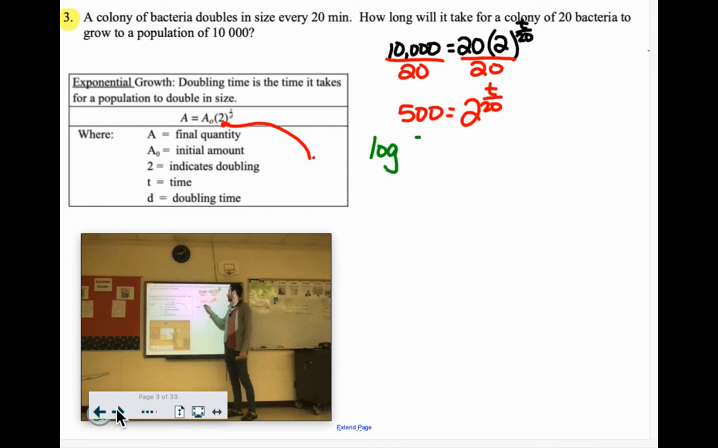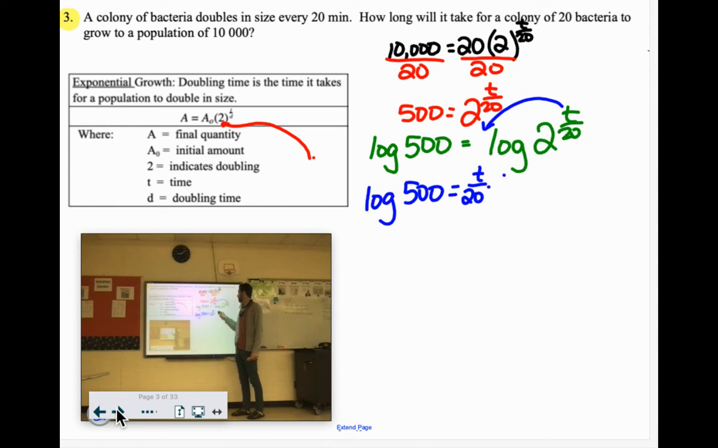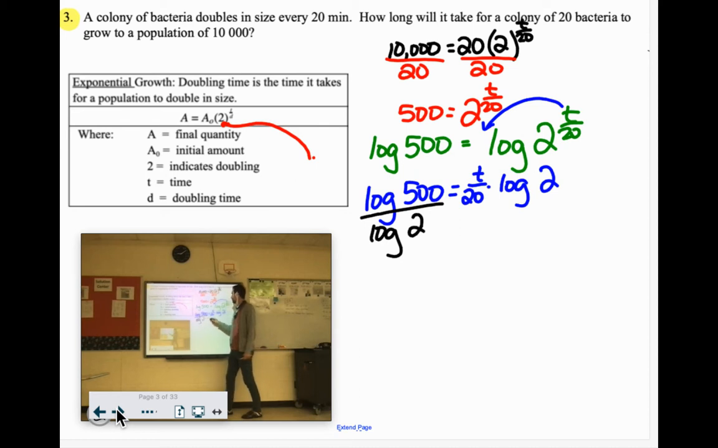Log 500 equals log 2 to the t over 20 power. And then we can take that t over 20, kick it to the front. I'm just going to rewrite the left side here. Equals t over 20 times log 2. What are you going to do to get rid of the log 2? Divide. So log 500 over log 2.